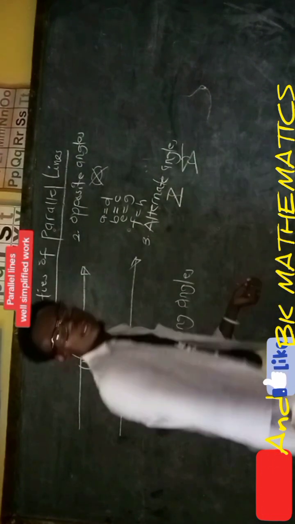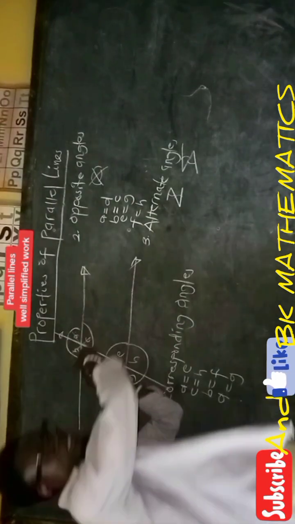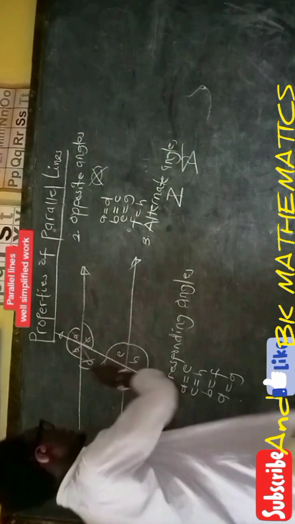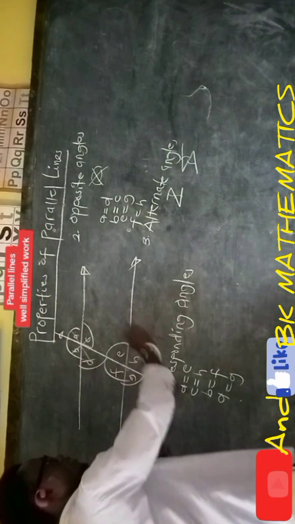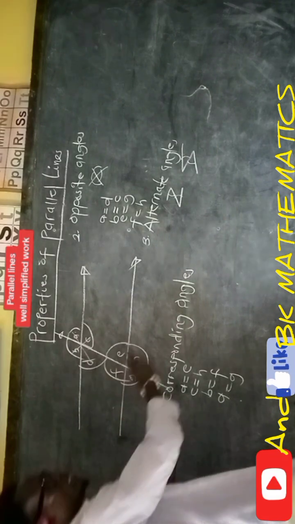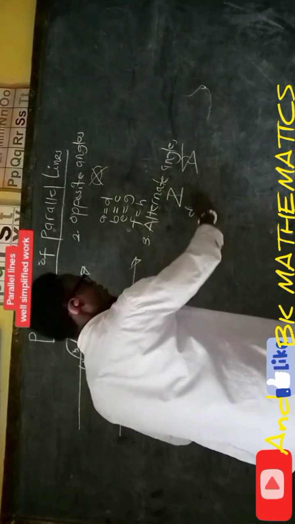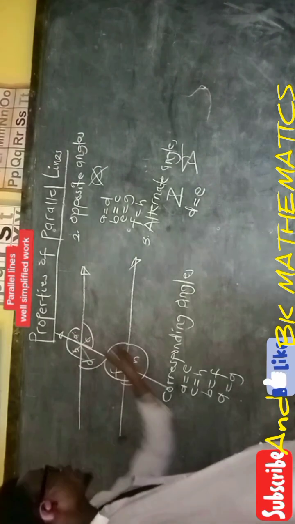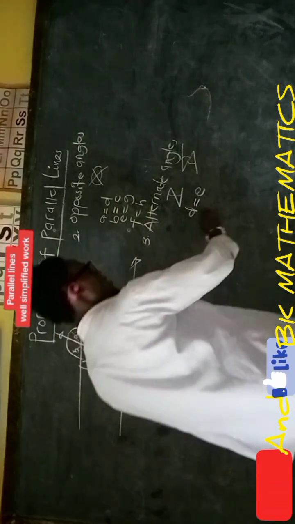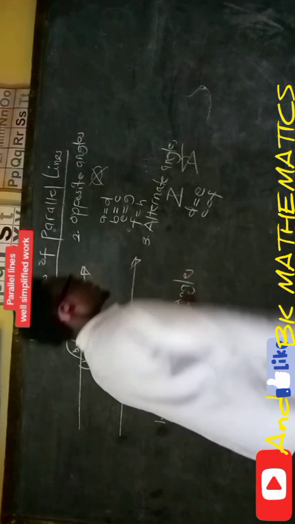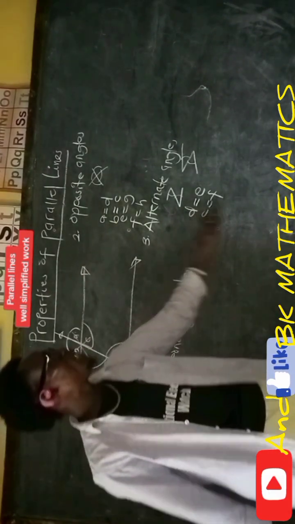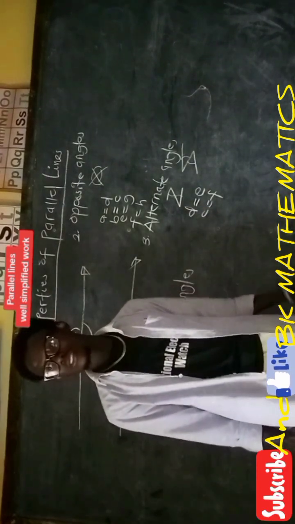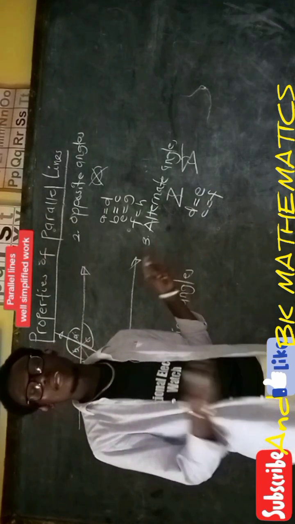Automatically, let's just form the same thing from our diagram. If this is Z, then it means D and E, they are alternate. We say D is equal to E. Then similarly, C is equal to F. Meaning all of them are alternate because they are in Z form. If you have any question to ask, you can do it in the comment section.